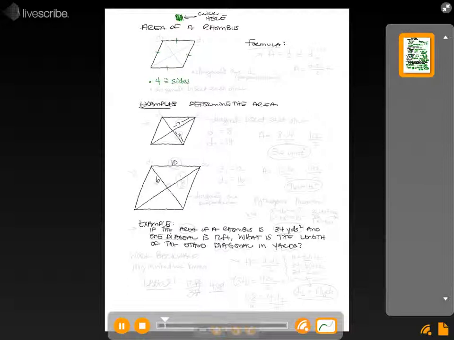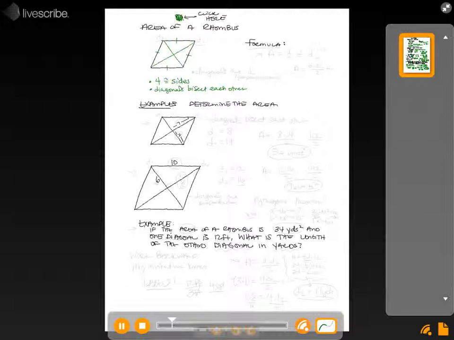Another thing we know is that our diagonals bisect each other. So they cut each other in half, which is important. It would be important for some of our problems because we're going to have to know how long a diagonal is, and they may only give you a piece of the diagonal, half of the diagonal, so you might have to double it in order to figure out how long the diagonal actually is. So that's an important piece of information to know.